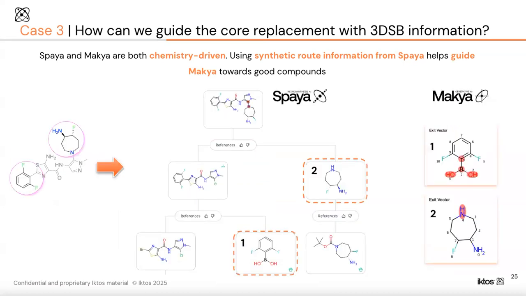To guide core replacement effectively, we don't just rely on structural data. We also need to be smart about how we define the problem for the generator. This is where SPIA comes in. By analyzing retrosynthetic routes, SPIA helps identify exit vectors that are not just chemically relevant, but also synthetically viable. These become the anchor points we feed into Macchia to drive scaffold hopping. In this example, exit vectors 1 and 2 were chosen based on SPIA retrosynthesis, ensuring we focus on regions where new chemistry can realistically be made.